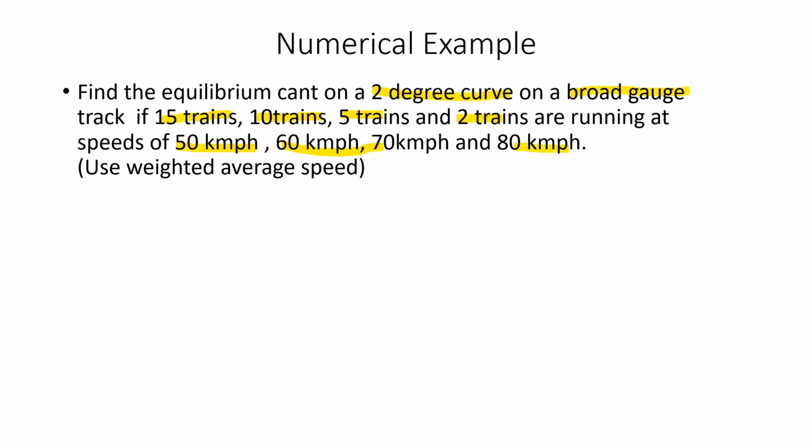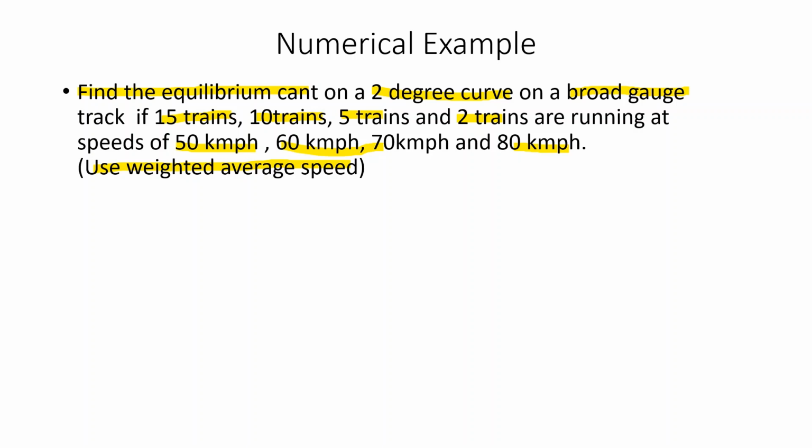You are asked to find the equilibrium point, and it is specified that you have to use the weighted average speed as the equilibrium speed for calculating it. The equilibrium point is the point that we are designing, and the equilibrium speed is the speed for which the point is designed. Here the equilibrium speed is to be calculated using the weighted average method. So let's do this problem.